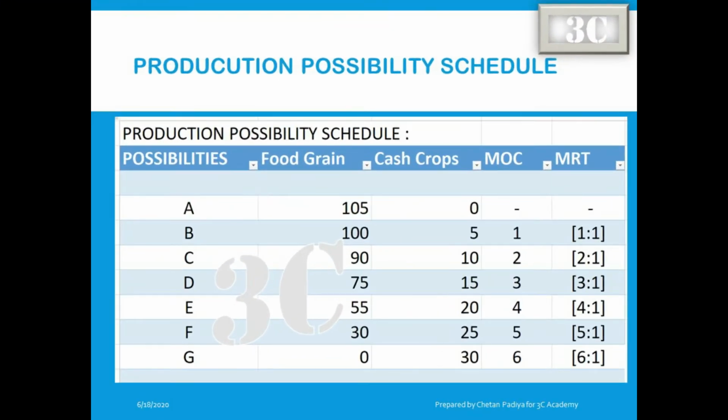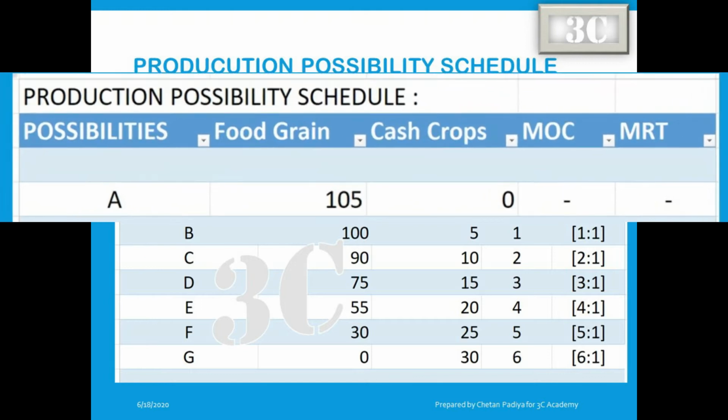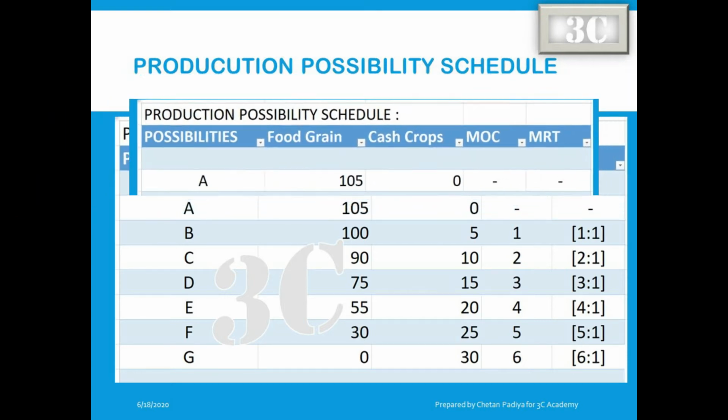As you can see in this table, possibility A, let us assume two goods are there, food grain and cash crops. First possibility is that whole of food grain is produced, 105 units of food grains are produced and all the resources are used in the food grain, so cash crops are 0. At first point there is no MOC, marginal opportunity cost, and no MRT, marginal rate of transformation.